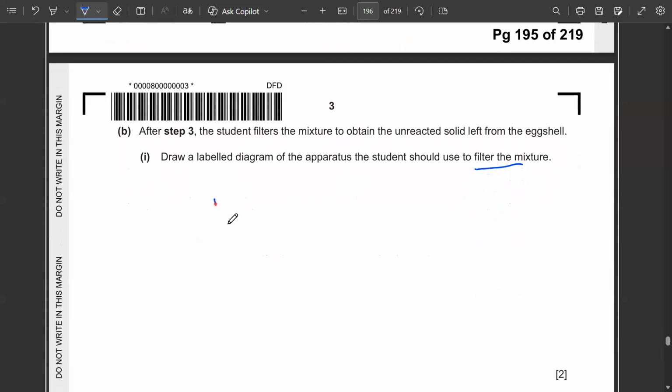So the simple apparatus for filtration is: draw a funnel, a conical funnel like this, and also show the filter paper present inside the funnel with another layer. The second layer over here will be for the filter paper present inside the funnel. So that's it. You have this picture, and you can also label them. This is the funnel or conical funnel, and this one is the filter paper.